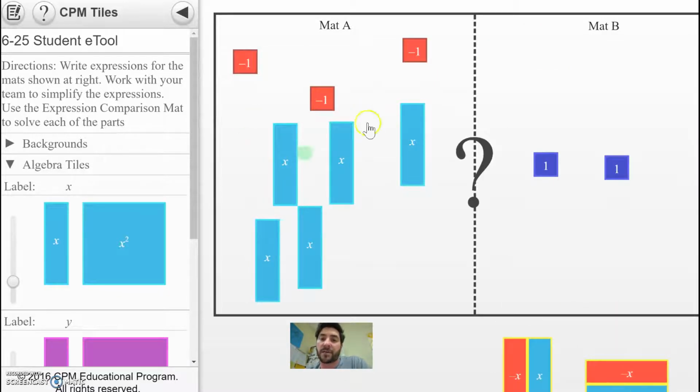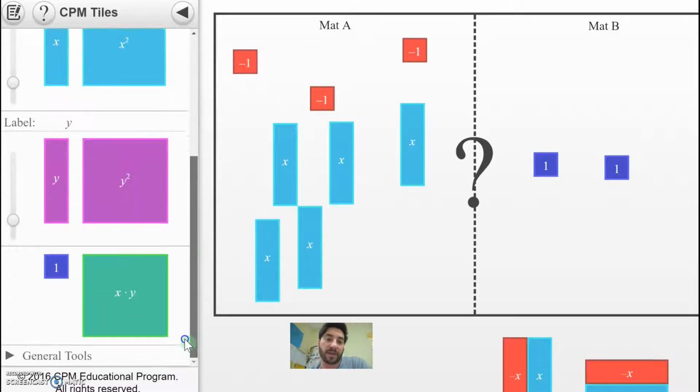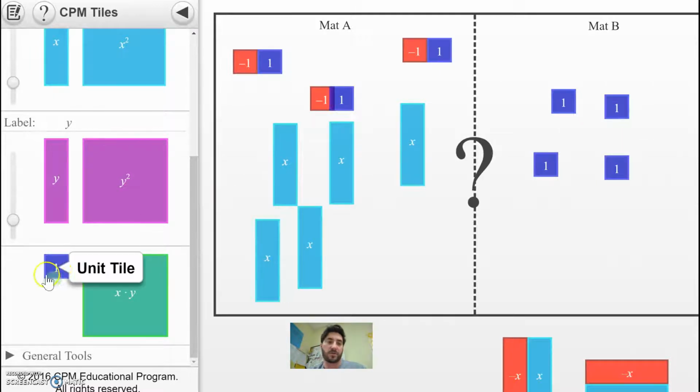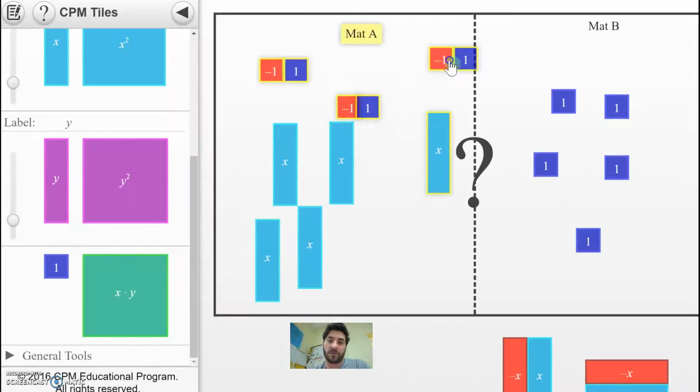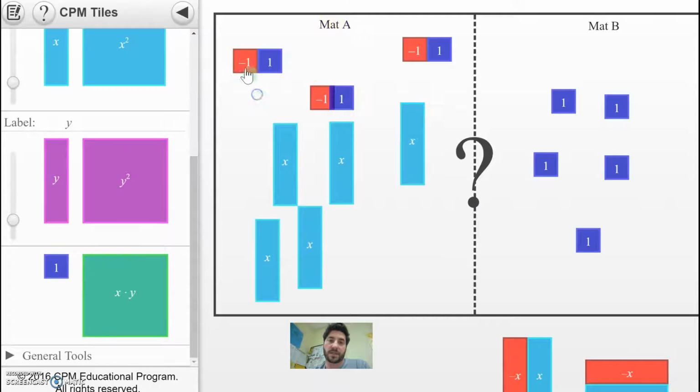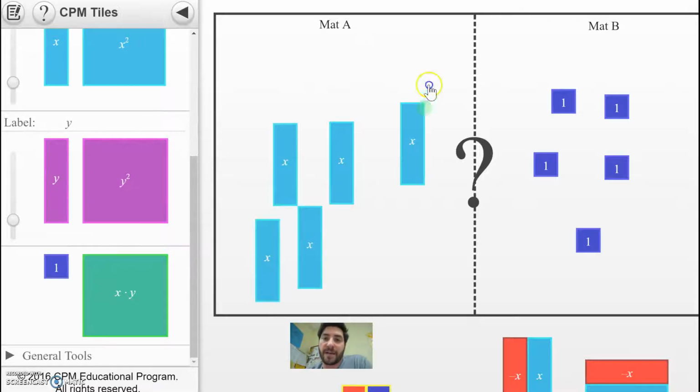Now I'm going to do the same thing over here, but with the unit tiles. To get rid of these 3 negative ones, I'm going to add 3 positive ones. So I'm going to add a positive 1, a positive 1 and a positive 1. And then I'm going to add 3 over here. So 1, 2, 3. Now I can remove my zero pairs, just these guys here, not the x.